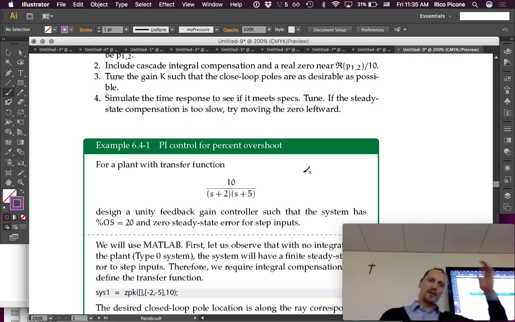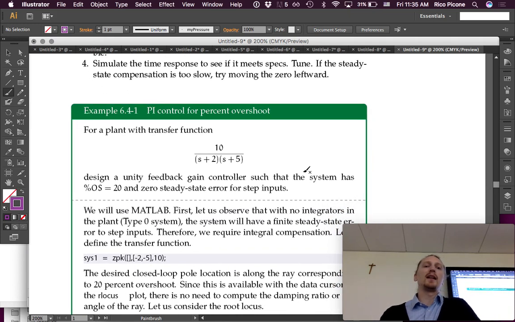For a plant with transfer function 10 over (s plus 2)(s plus 5), design a unity feedback gain controller such that the system has 20% overshoot and 0 steady state error for step inputs. Okay, so the first thing before we go over to MATLAB, let's recognize what the steady state error is for this system to begin with. So this is the plant transfer function.